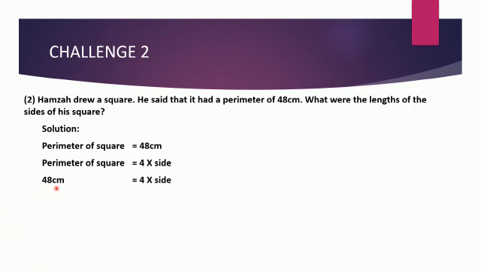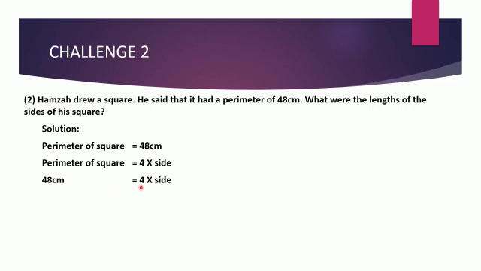48 is equal to 4 multiplied by side. We don't know the side of the square, so you will write it as it is, 4 multiplied by side, and here you will put the value of the perimeter of the square, which is 48. So 48 centimeter is equal to 4 multiplied by side. We want to know the value of side.